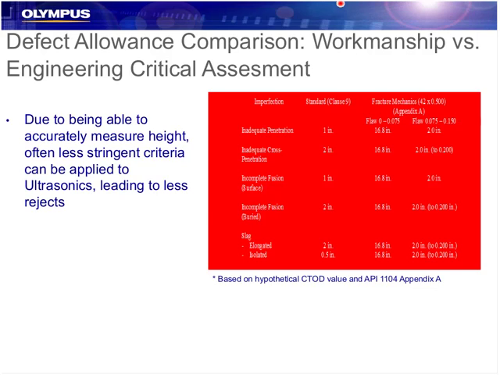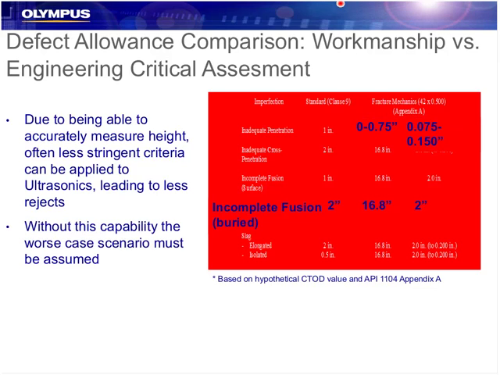So in this case, we'll just highlight one so it's a little more visible. In this case, we look at an incomplete fusion that's buried. So it's not connected to the surface. It's completely contained within the weld material. If we use radiography and we detect one of these that has 2 inches of length, it must be rejected because we're not able to measure the height. It's the same case if we're able to use ultrasonics and measure the height between about 2 millimeters and 4 millimeters. We get the same rejection criteria.